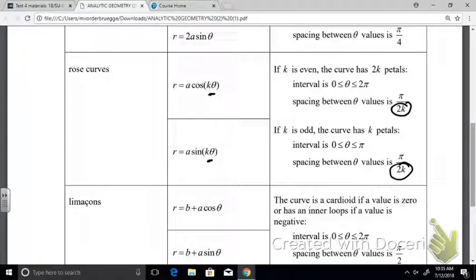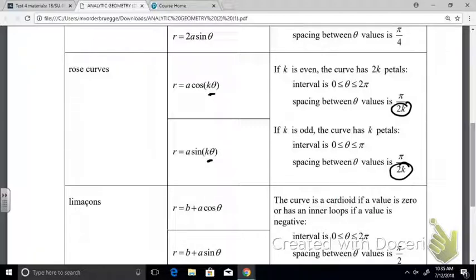Then the other thing is the K actually makes a difference whether K is even or odd. If your K is odd, then that's the number of petals you have. So if it's 5, you have 5 petals. If it's 3, you have 3 petals, whatever. But if your K is even, like 2, it actually doubles. So you have 4 petals. Or, God help you, if it's 4, you'd have 8 petals or something like that.